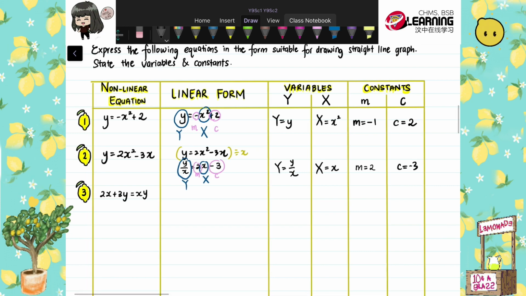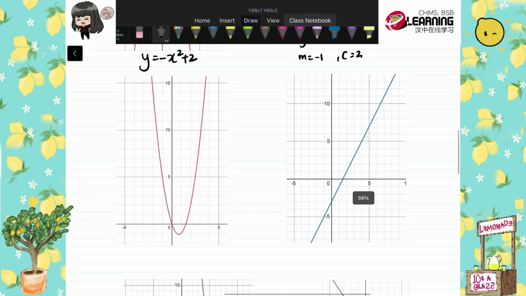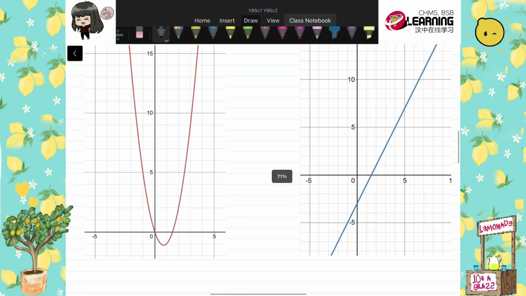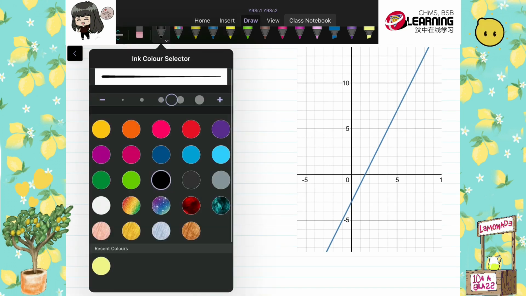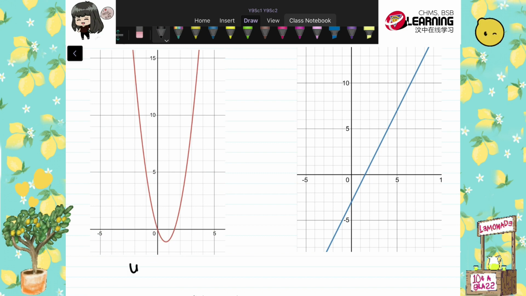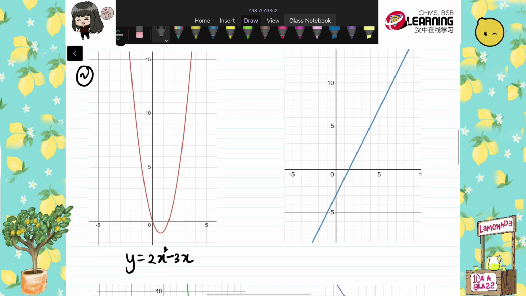Okay, so look at the graph. This is non-linear on the left side. On the right side is linear. And just now, showing that this is Y equals to 2x squared minus 3x. And after we convert, this is question number 2 just now. I just draw it out. You don't need to draw out. You just need to understand how it actually works.